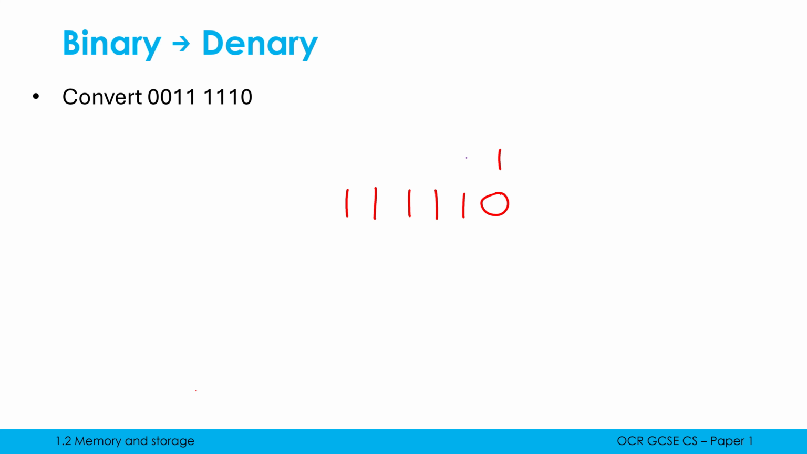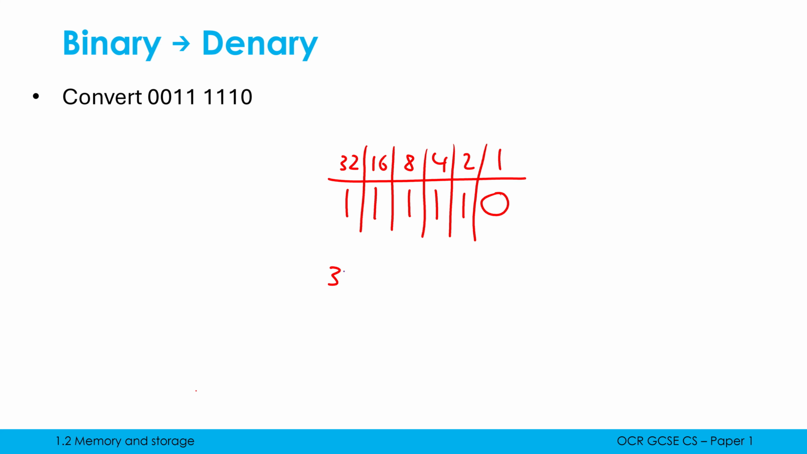So I do my table: 1, 2, 4. I've got a bigger one this time. I'm going to keep doubling until I reach the end. So I go up to 32 in this case. I add my lines. I'm not very good at this on a graphics tablet, but there we go. And now I add up my column headings when I've got a 1 written underneath.